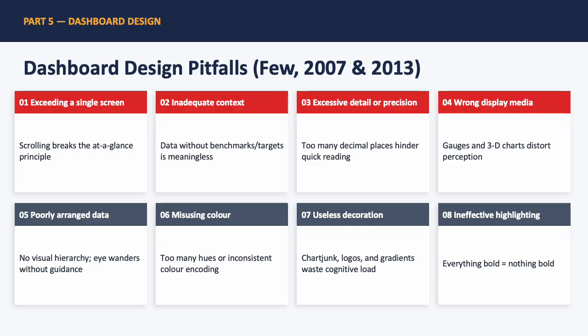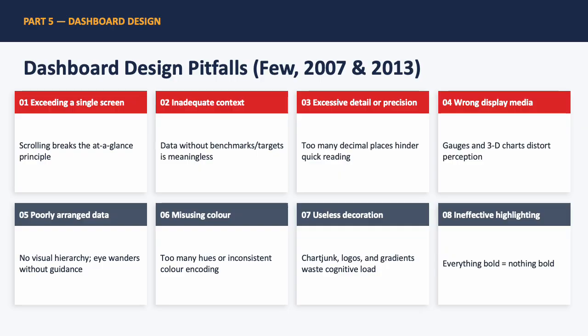The fifth is poor data management. No visual hierarchy, no consistent reading order, elements placed without regard for the optical area. Principles we have already discussed. The sixth is color misuse. Too many hues, inconsistent color encoding, or using color for decoration rather than meaning.